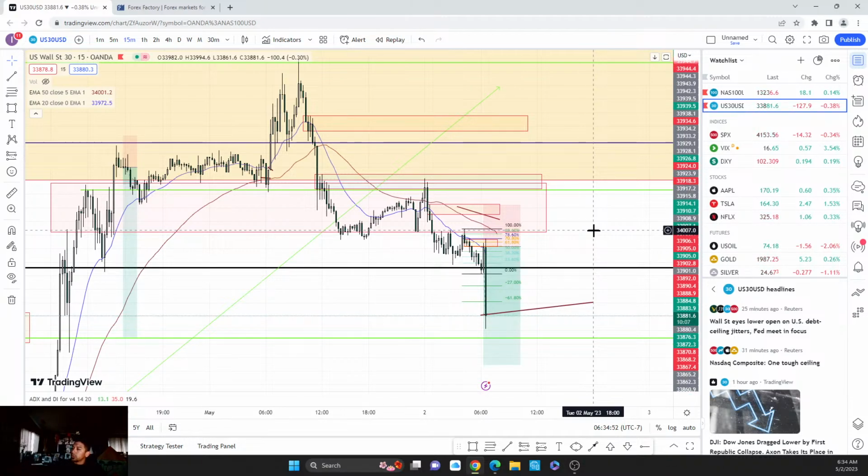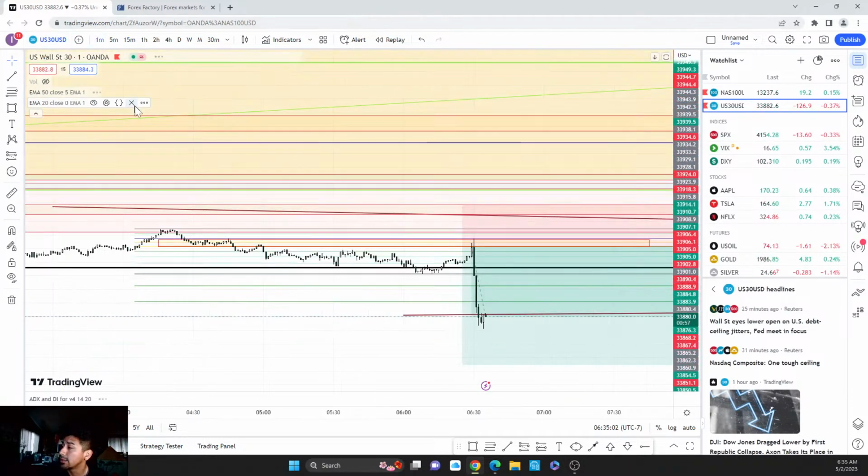You can see how it's treating this zone right here. Not too bad. It's a good trade. Wasn't expecting it, but the sellers did come in hot.